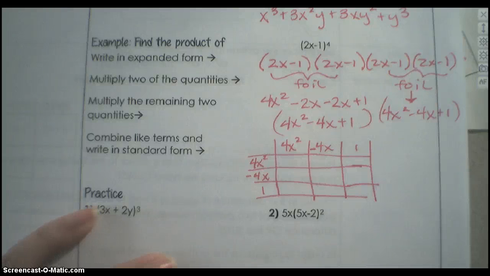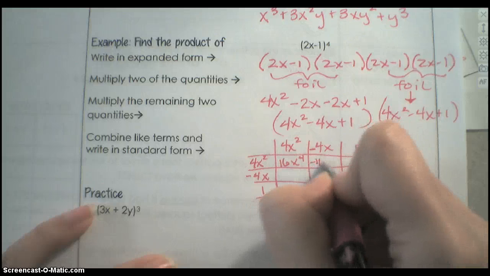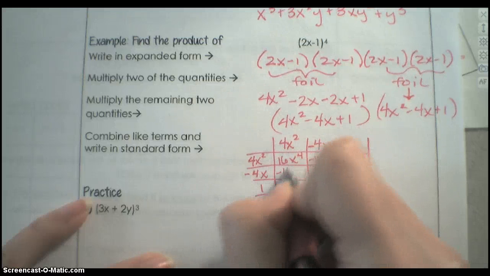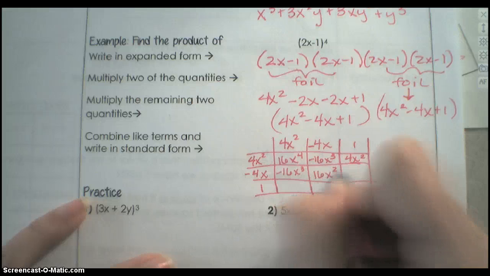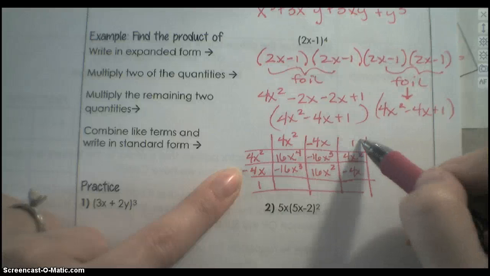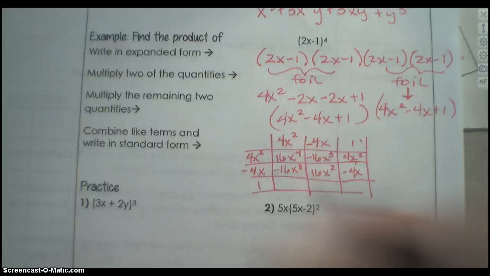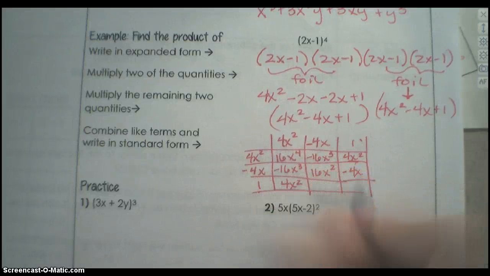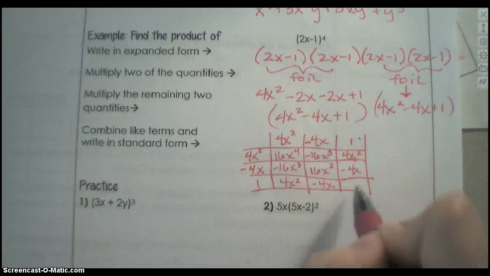Okay, now let's go ahead and multiply. Here we get a 16x to the fourth, negative 16x to the third, and a positive 4x squared. Here we get a negative 16x to the third. We get a positive 16x squared, a negative 4x. So again, I'm taking this outer one times this upper one, and together they're meeting to multiply to get this number. So up here, this one times the 1 to get a 4x squared, a negative 4x times 1 to get a negative 4x, and a 1 times 1 to get 1.